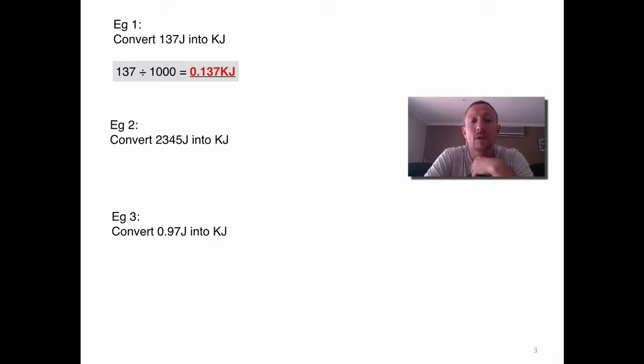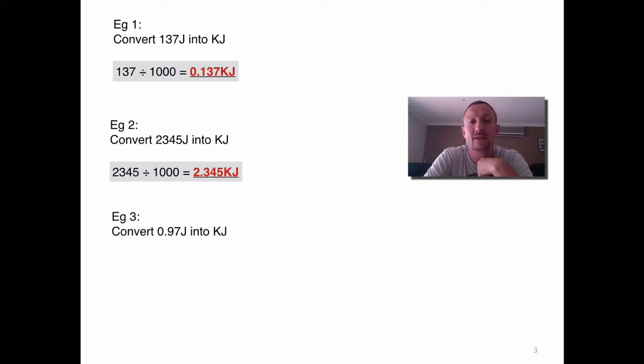In the second one, we're going to convert 2,345 joules into kilojoules. So you can stick that into your calculator and then divide by 1,000, or you can move the decimal point, which is just after the 5. Remember, we're dividing, so we move it to the left. We move it 3 spaces because we're dividing by 1,000. So we end up with 2.345 kilojoules, kJ after the number.